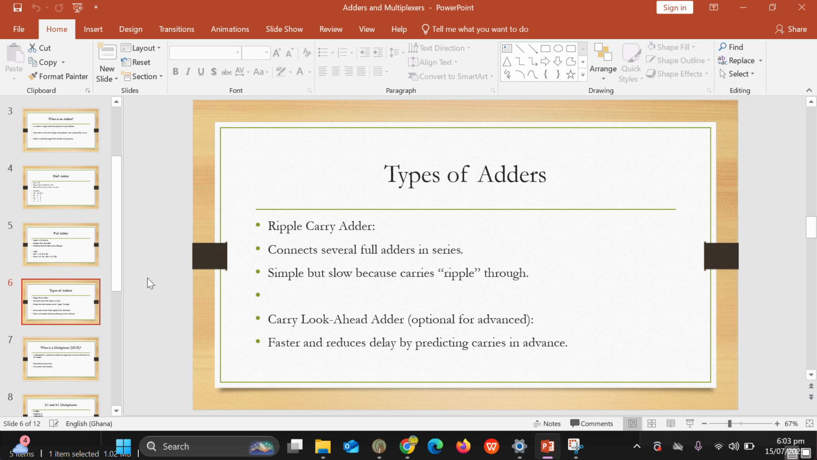That's where carry look-ahead adders come in. They speed up addition by predicting carry values ahead of time, reducing the delay.